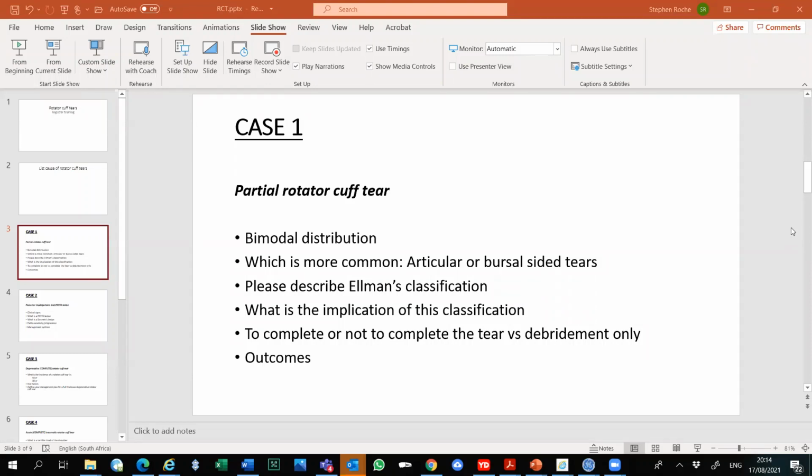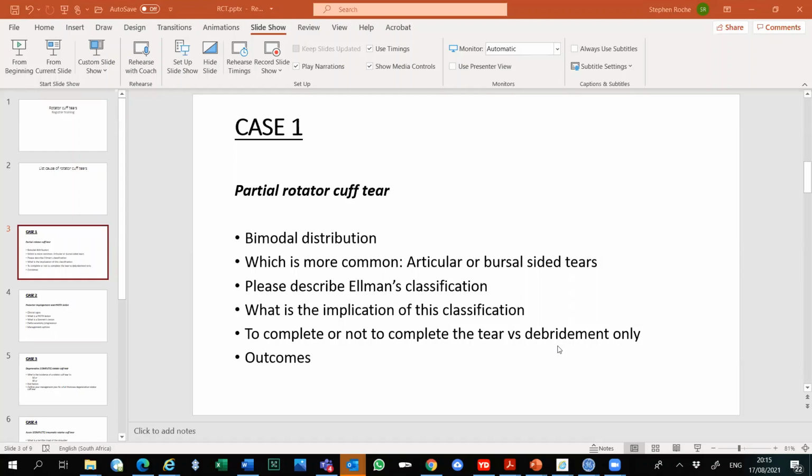Yes, Prof. So I just found it, like I said, the implication of the classification is the thickness of the tear and where the tear sits. So they advocate that your bursal sided tear you must more aggressively fix than your articular side. So if it's a 2, you can still treat it conservatively or with a debridement on your articular side, whereas you treat it more aggressively on your bursal side.